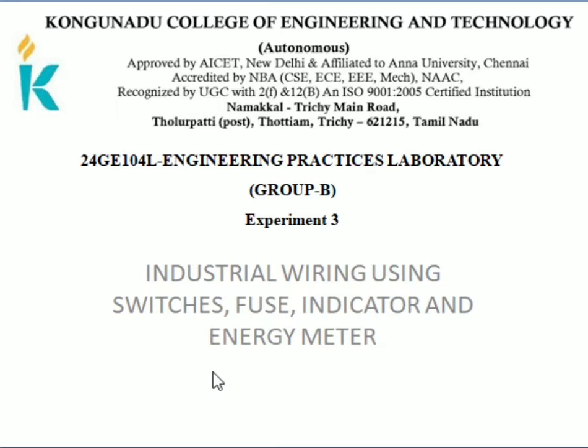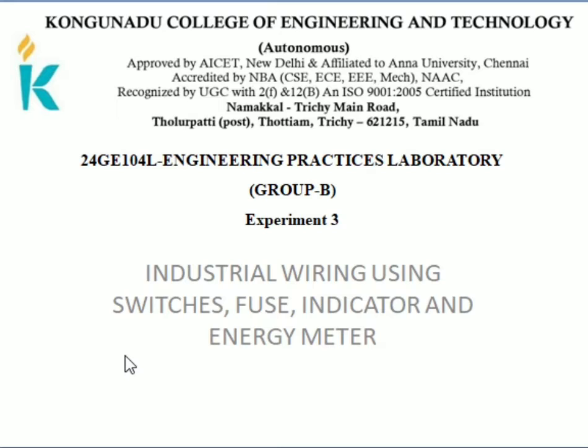In residential house wiring, we use only a single phase power supply. In single phase, two lines will be there. One is a phase line and the other is a neutral line. In industrial wiring, a total of 4 lines will be used. Of these 4 lines, 3 are the main phase lines R, Y, B, and one is a neutral line.